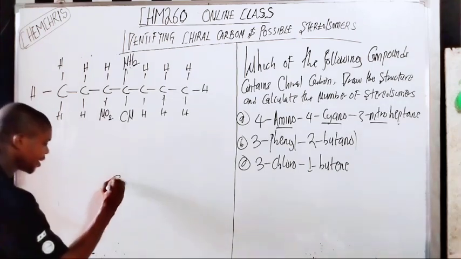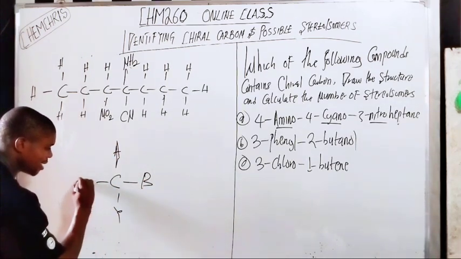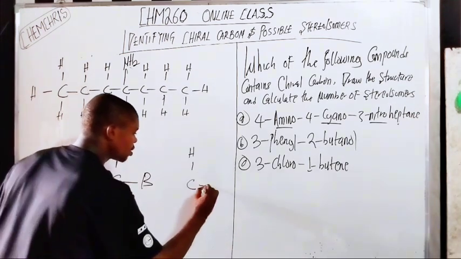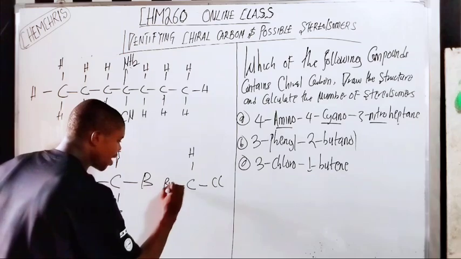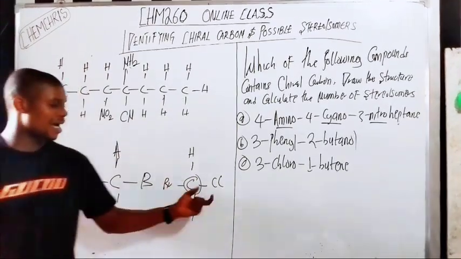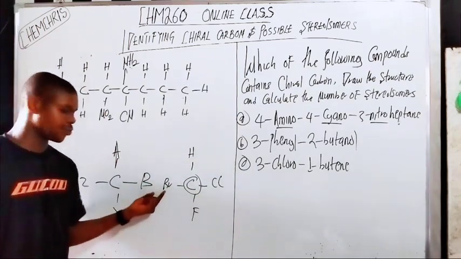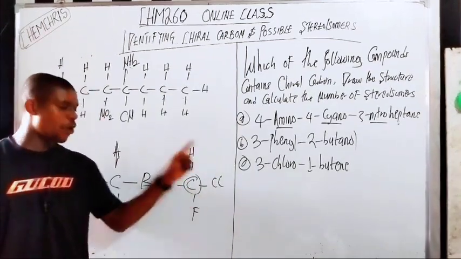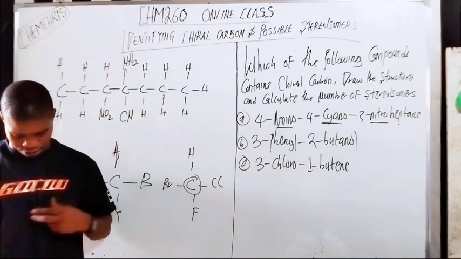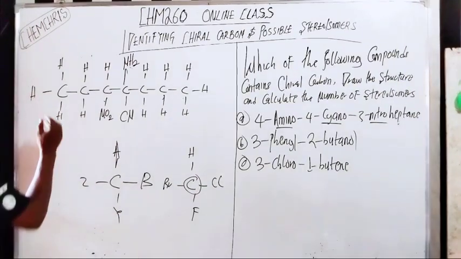But I gave this example here: A, B, Y, and Z. What does it mean? It means that here you have H, Cl, Br, and F. Can you see that? This carbon atom here is called a chiral carbon. Why? Because it has hydrogen, chlorine, fluorine, and bromine. So any carbon that has 4 different groups attached to it is called a chiral carbon. As easy as that. Do you understand?